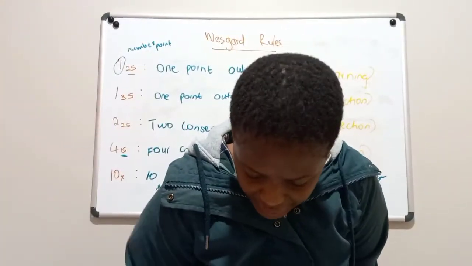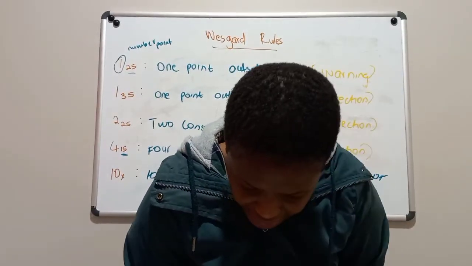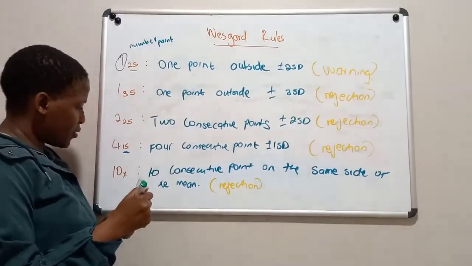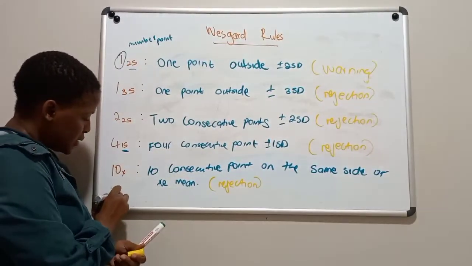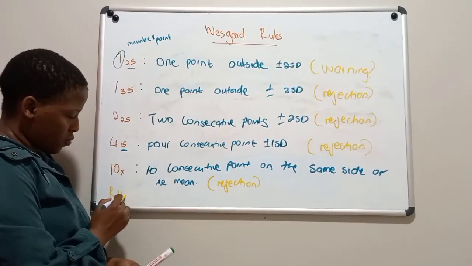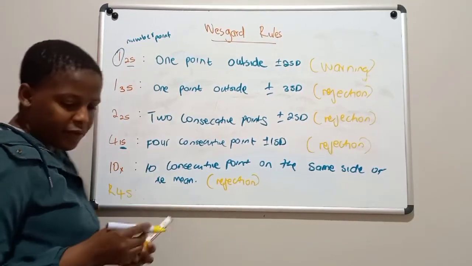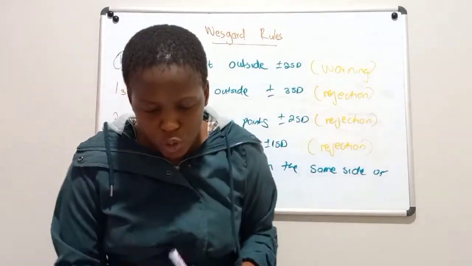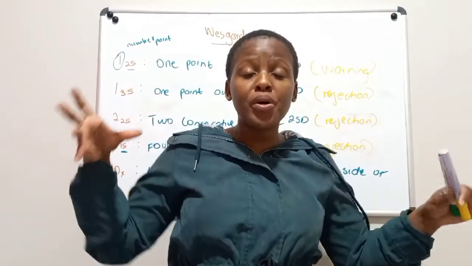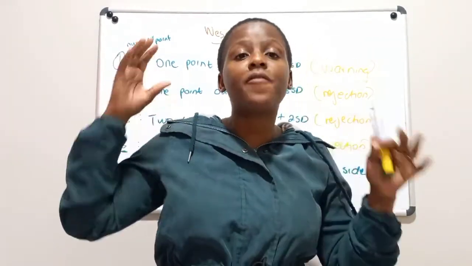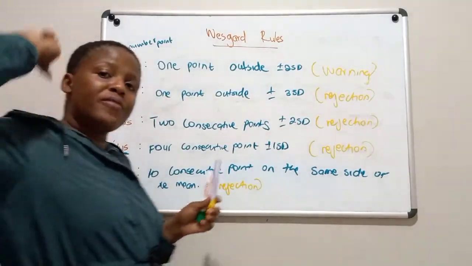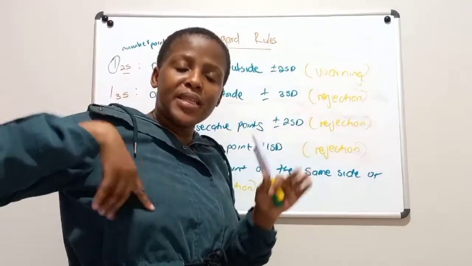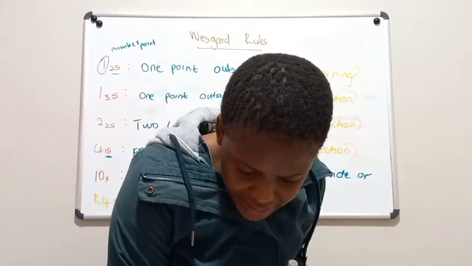And then there is another rule, the fifth one, which is the R4S rule. Basically it means that you have two control measurements in a group that exceed the mean with 4 standard deviations. So it's when you have two controls or consecutive points that exceed the mean with 4 standard deviations.